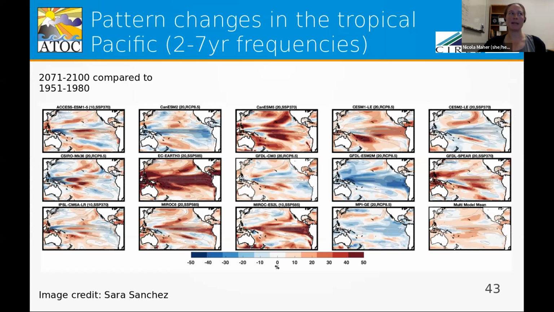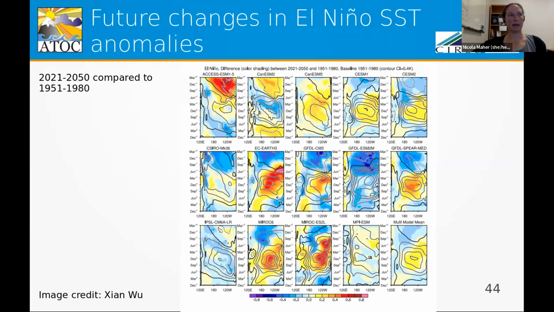And you can see again, there's kind of these different patterns if we look at different models. Okay. So we can look at this in a different way. And here we're looking at a Hovmöller of El Nino events. And I'll just go through exactly what this figure means first. So again, we have all of the different models.